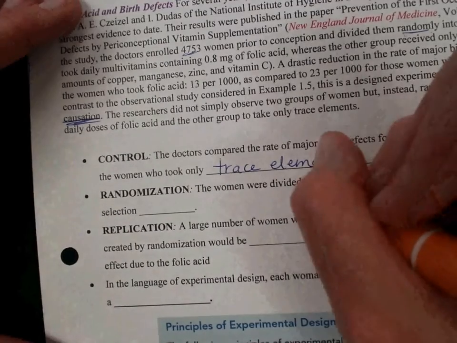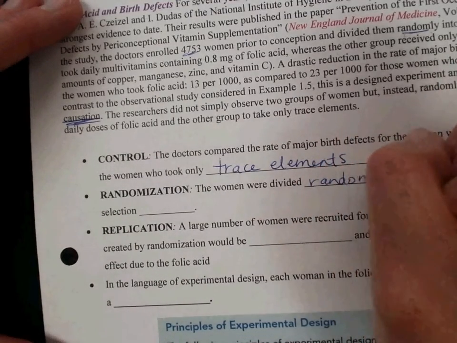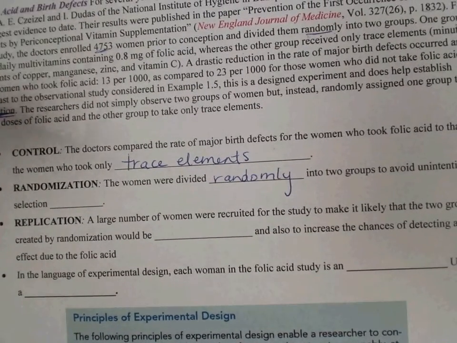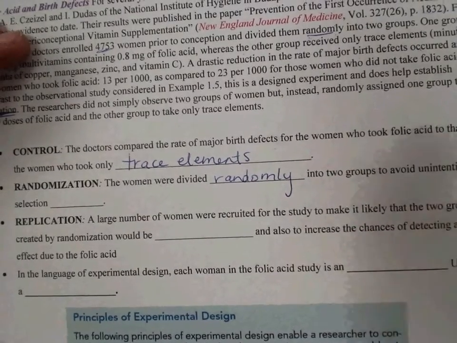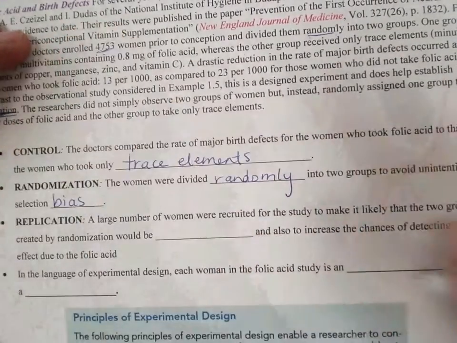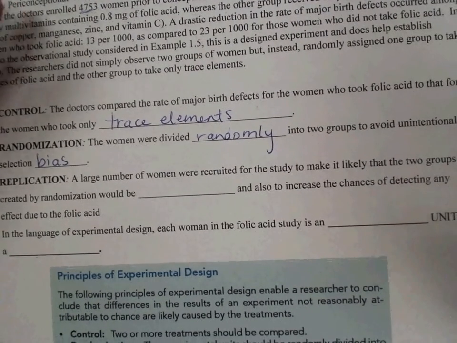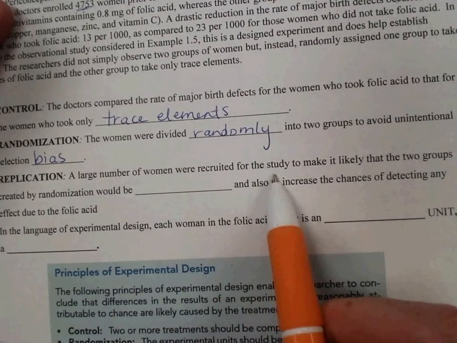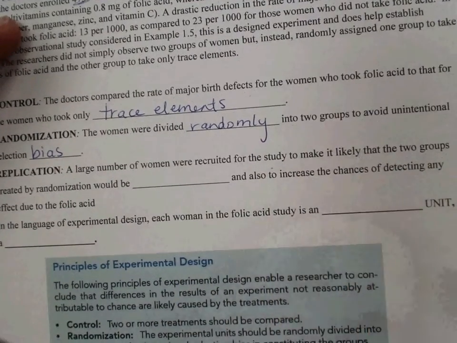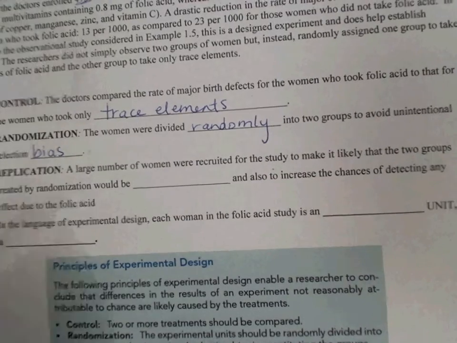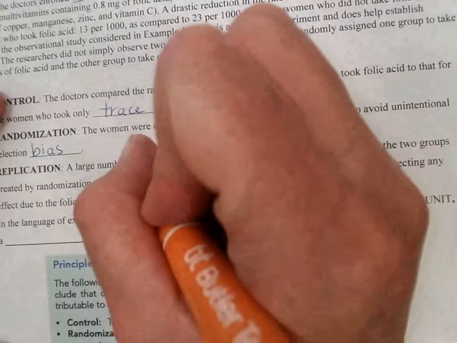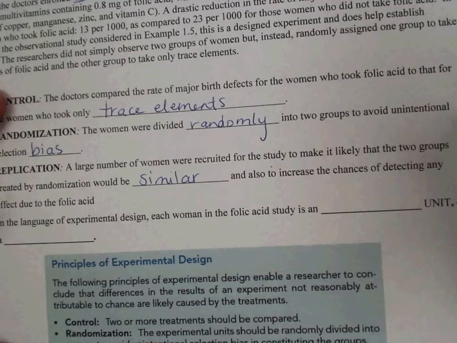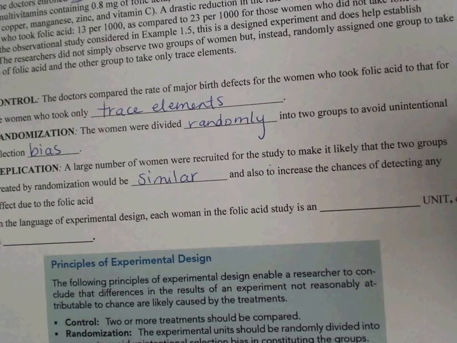Randomization. The women were divided randomly into two groups to avoid unintentional selection. Yes, bias. Replication is another key element to a designed experiment. A large number of women were recruited for this study to make it likely that the two groups created by randomization would be similar, and also to increase the chances of detecting any effect due to folic acid.